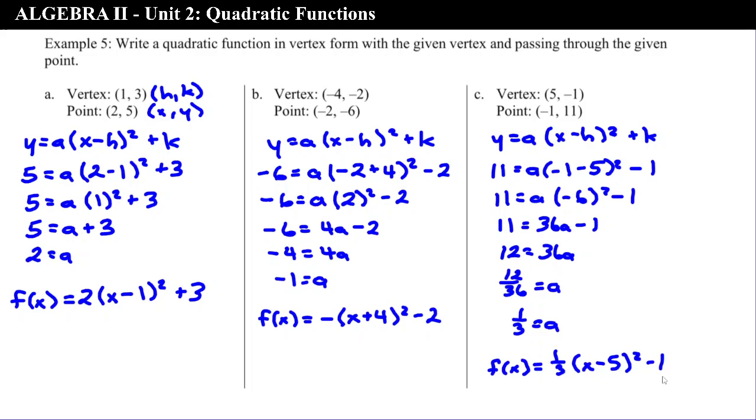So that's how you write your quadratic equation in vertex form if you're given the vertex and a point. All right, this concludes section 2.1. Coming up in section 2.2, we will talk about the quadratic equation in intercept form.